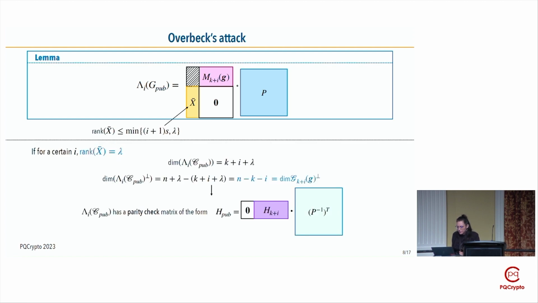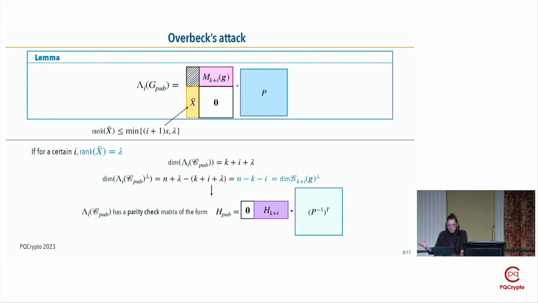And in particular, if for a certain I the rank of this matrix in yellow is equal to lambda, it means that the rank of Lambda_I of G_pub is equal to k plus I plus lambda. And so the dimension of the Q-sum operator applied to the public code is equal to k plus I plus lambda. So the dimension of the dual of this code is equal to n minus k minus I, which is exactly the dimension of the dual of the Gabidulin code obtained by applying the Q-sum operator to the hidden Gabidulin code.